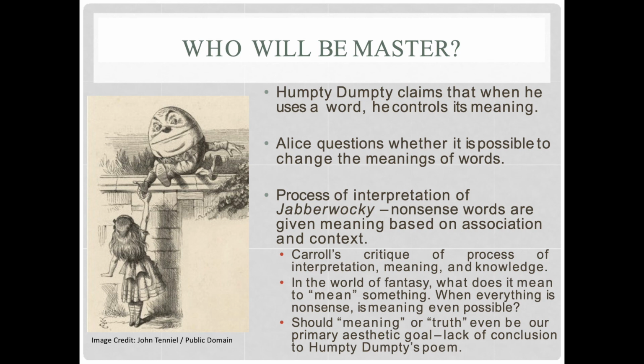Alice says, I don't know what you mean by glory. Humpty Dumpty smiled contemptuously. Of course you don't, till I tell you. I meant there's a knockdown argument for you. But glory doesn't mean a nice knockdown argument, Alice objected. When I use a word, Humpty Dumpty said in a rather scornful tone, it means just what I choose it to mean, neither more nor less. The question is, said Alice, whether you can make words mean so many different things. The question is, said Humpty Dumpty, which is to be master. That's all.